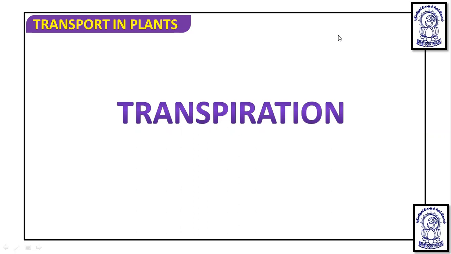Dear students, we are in continuation of the chapter Transport in Plants, and in that we have already discussed short distance transport, and in long distance transport we have talked about the symplast, apoplast, then root pressure and the transpiration pull theory. When we studied the transpiration pull theory, we learned that transpiration is a loss of water in the form of vapor. But we have to know something more about transpiration, which we will discuss in today's lecture.